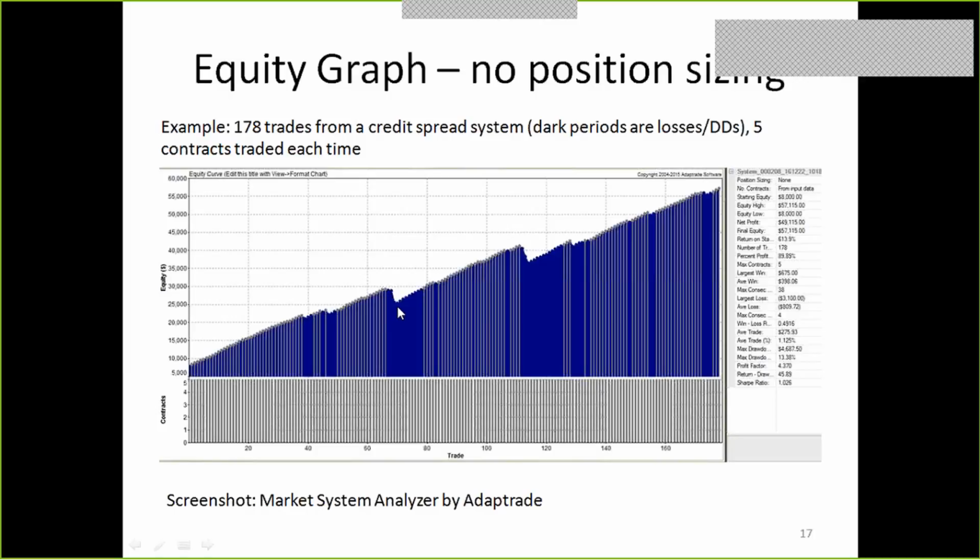So at the point that I'm pointing to, we have several losses in a row, which causes us to drop down, but you can see then the winning trades start again, and you start seeing these vertical lines when you get a new equity high. As soon as we basically recovered from the drawdown, you start seeing these little vertical lines going up again.